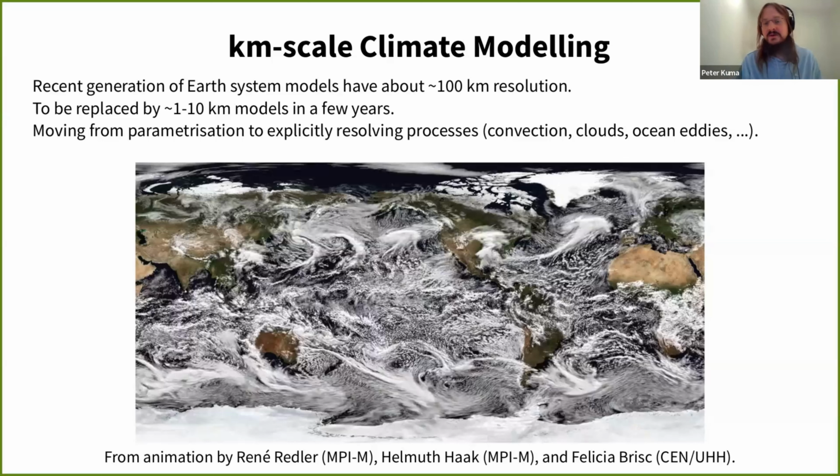But it comes at a much greater cost in terms of computational power, because as we go to 1 kilometer from, let's say, 100 kilometers, we increase the performance requirements to the power of 4. So that's a huge amount. Currently, these models are under development, and possibly in the next few years or 2 decades, they'll be in production use. So maybe in the next phase of climate projections of the IPCC, there'll already be some kilometer scale models included.